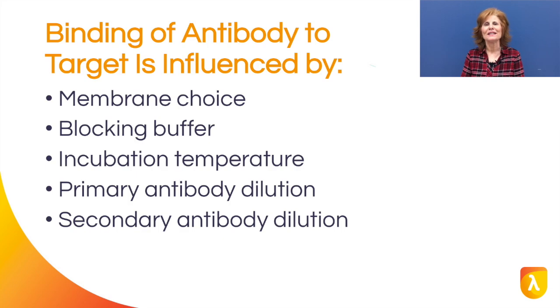Binding of the antibody to its target is notably influenced by assay parameters. Seemingly small changes in a Western blot workflow, such as membrane choice, blocking buffer, incubation temperature, and primary and secondary antibody dilutions, can create unpredictable and perplexing outcomes. This is why setting a protocol that details this information for each antibody is critical for reproducibility in Western blots.